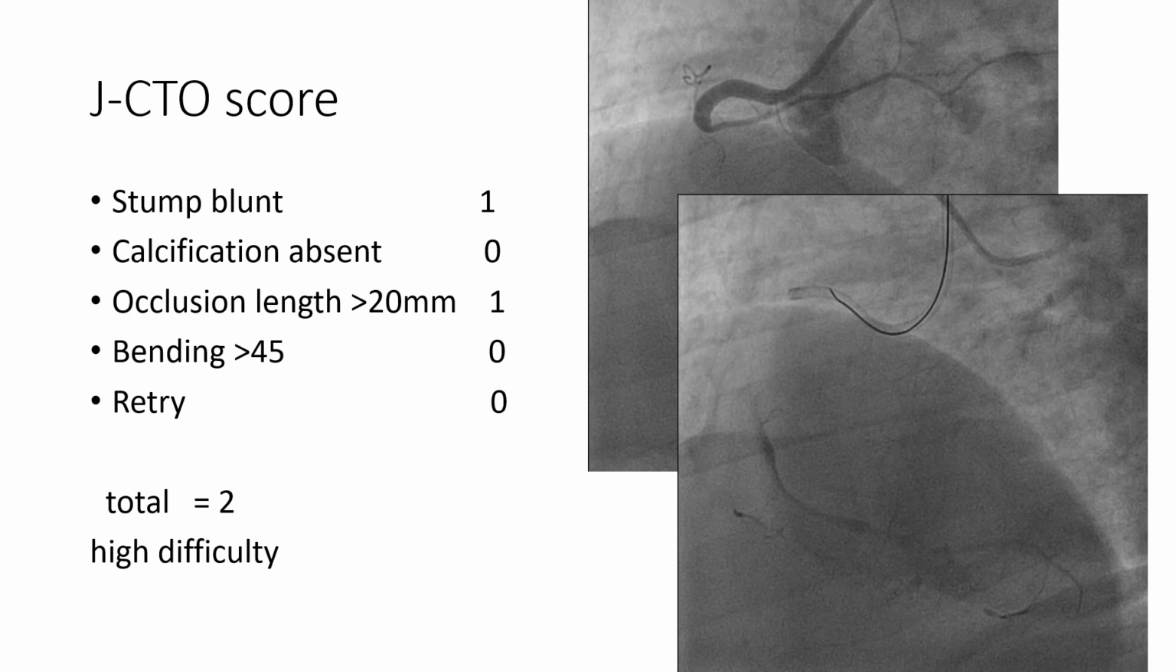In our case, the stump was blunt, given a score of 1, calcification was absent, the lesion length was more than 20 mm, there was no bending more than 45 degrees, and this was the first procedure, so giving it a total score of 2 with a high difficulty.